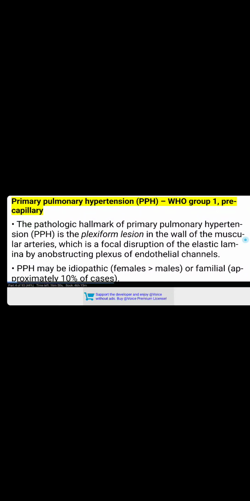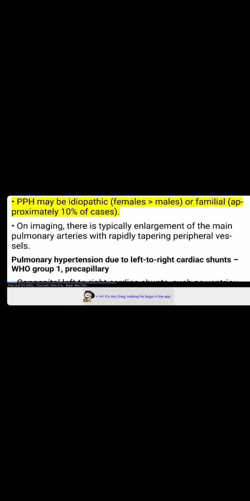Primary pulmonary hypertension (PPH), WHO Group 1, precapillary. The pathologic hallmark of PPH is the plexiform lesion in the wall of the muscular arteries, which is a focal disruption of the elastic lamina by an obstructing plexus of endothelial channels. PPH may be idiopathic, females greater than males, or familial, approximately 10% of cases. On imaging, there is typically enlargement of the main pulmonary arteries with rapidly tapering peripheral vessels.